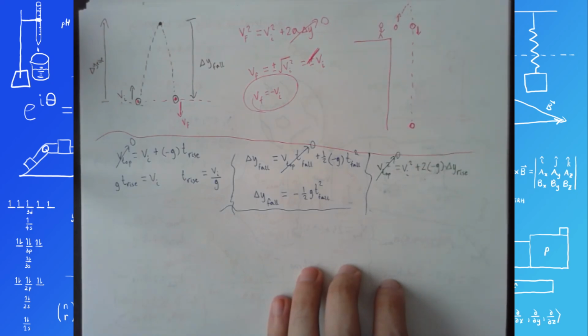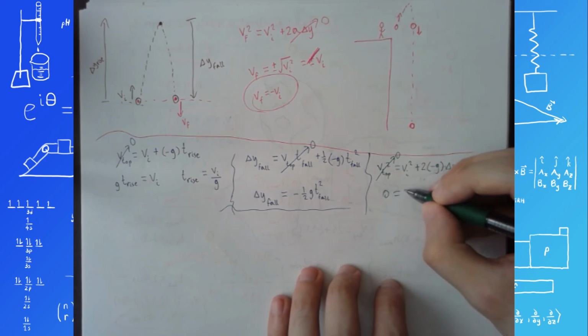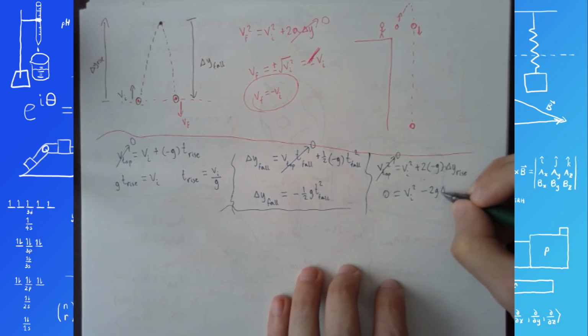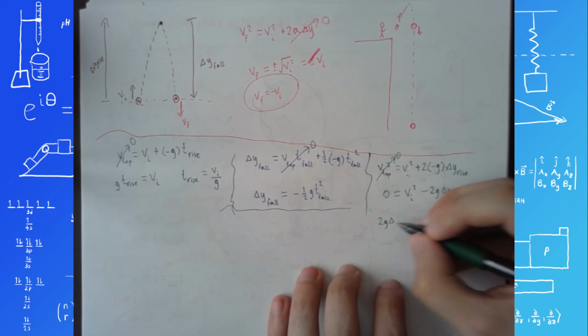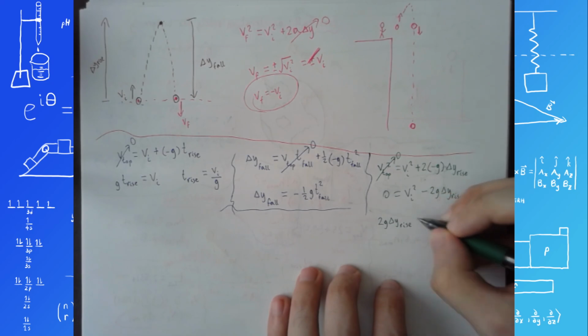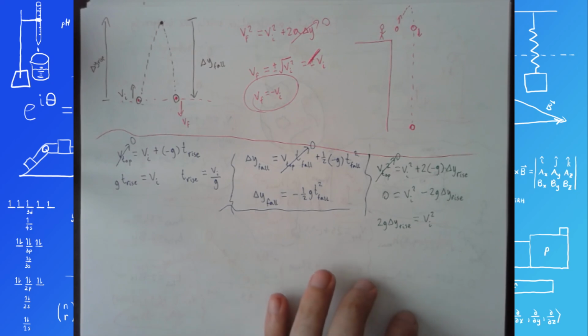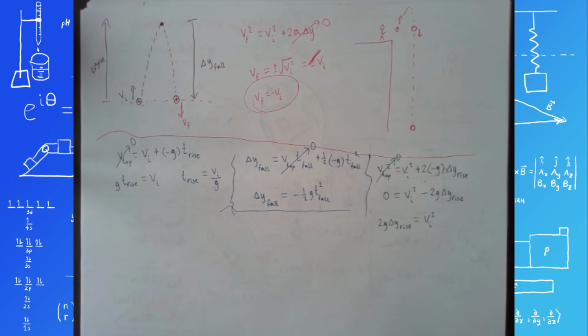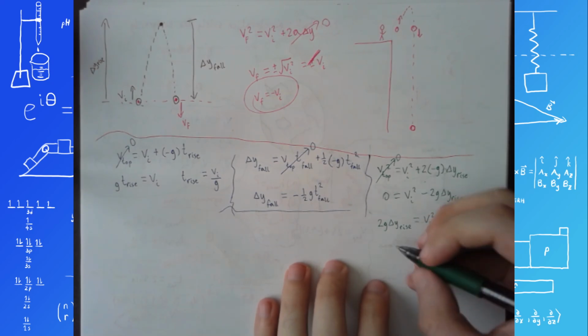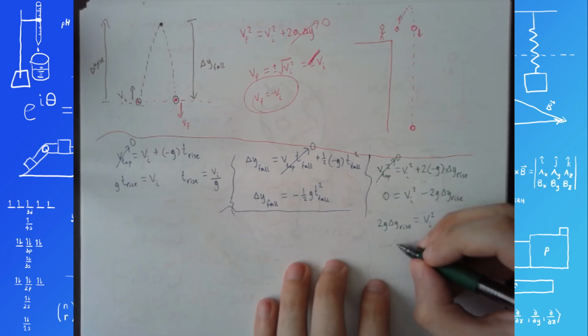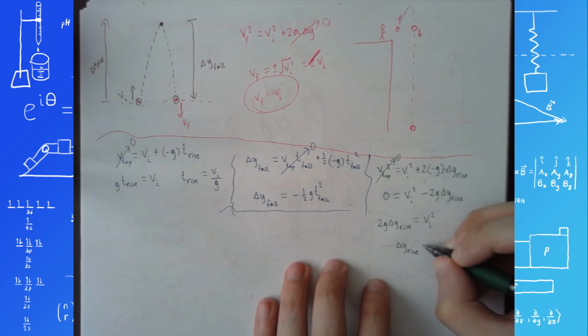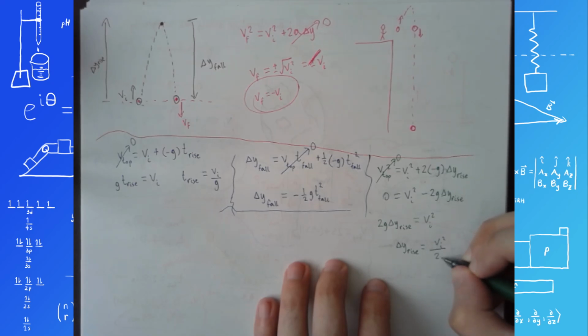V top squared, of course, is 0, and I can write 0 equals v initial squared minus 2g delta y rise first, and then add this to both sides, so I get 2g delta y rise equals v initial squared, and we know v initial is positive, so if we just take the positive square root, we are good to go here. V initial, or wait, no, actually, what am I saying? We're not solving for v initial. Divide by 2g. We're solving for delta y rise after all. Divide by 2g. So delta y rise equals v initial squared over 2g.